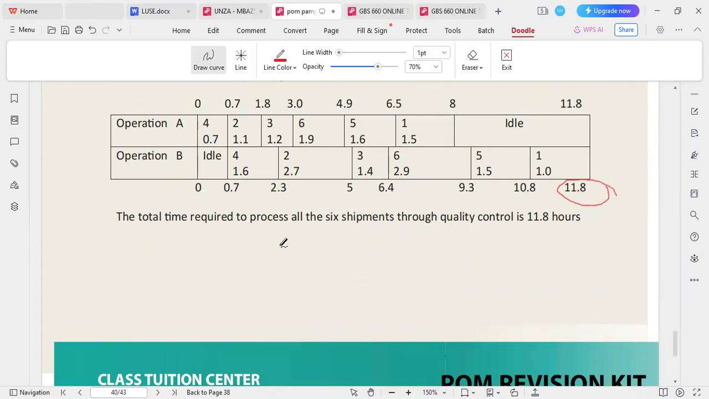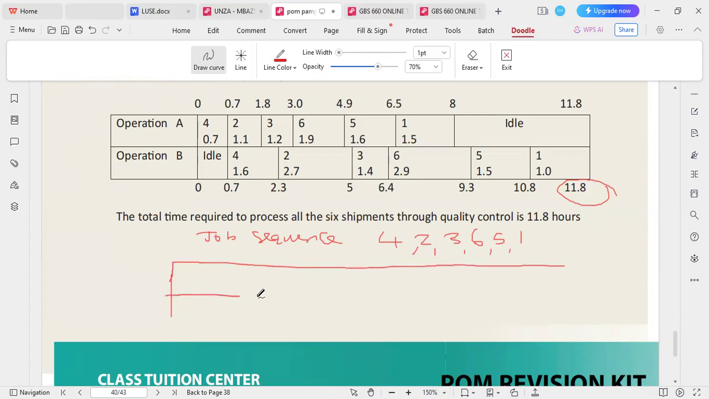So the total time required is 11.8 hours. Just a recap: the job sequence was 4 to 2 to 3 to 6 to 5 to 1. The fact here is that a job is fully complete when it has been run in department A and also in department B.